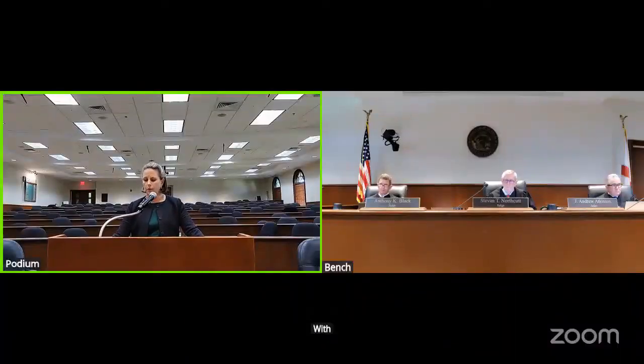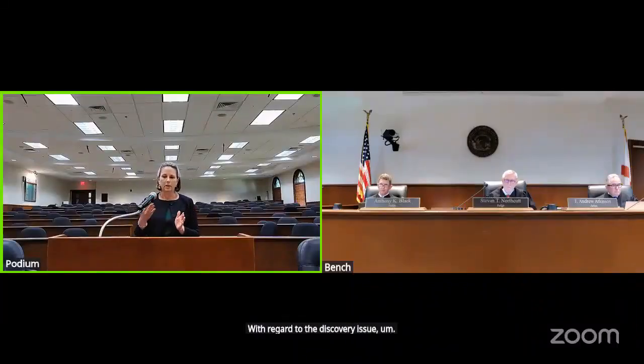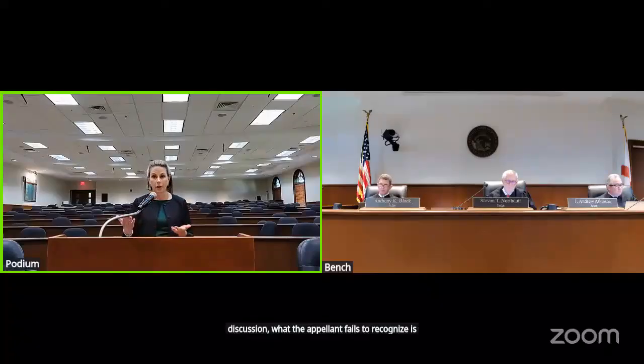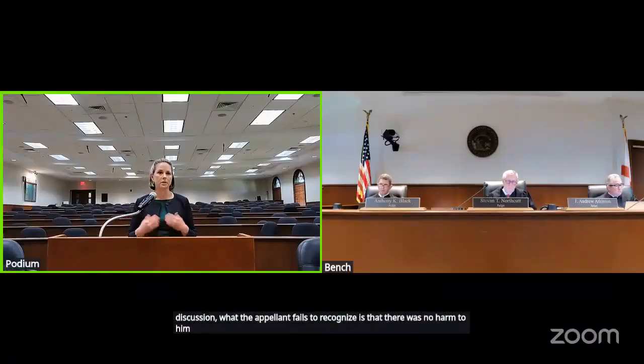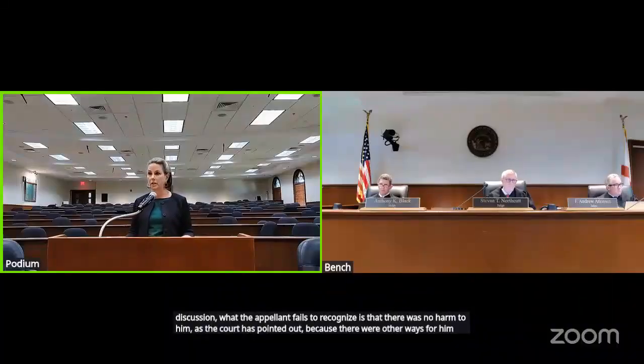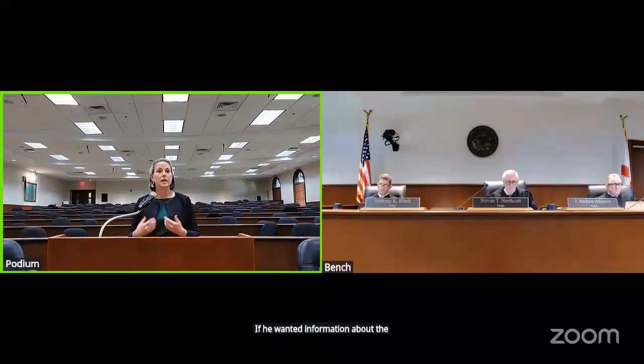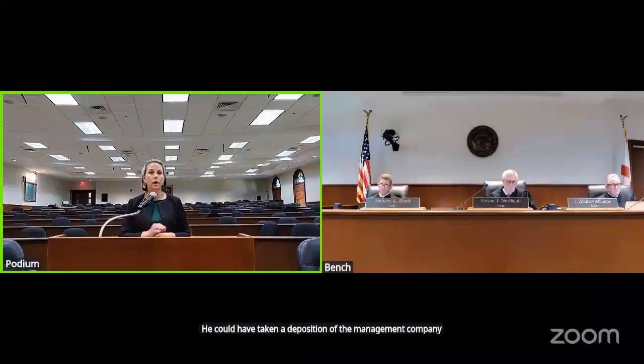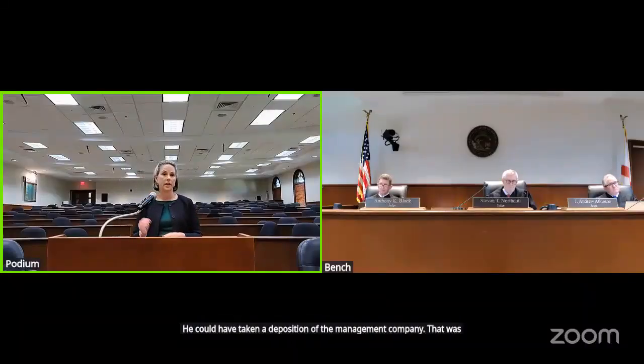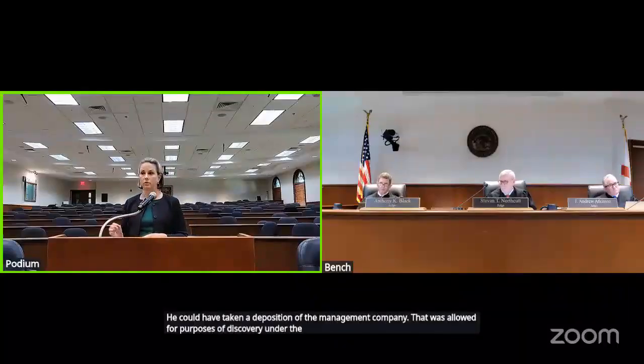With regard to the discovery issue that is a part of that discussion, what the appellant fails to recognize is that there was no harm to him, as the court has pointed out, because there were other ways for him to get the discovery he's claiming he needed. If he wanted information about the name of the plumber, he could have taken a deposition of the management company. That was allowed for purposes of discovery under the statute without approval of the court.